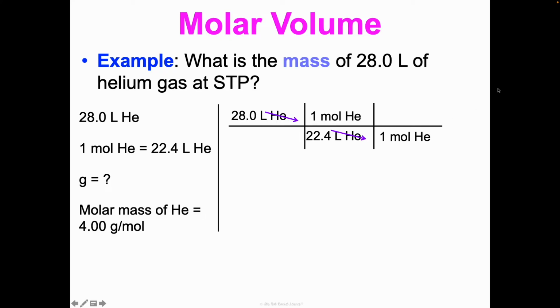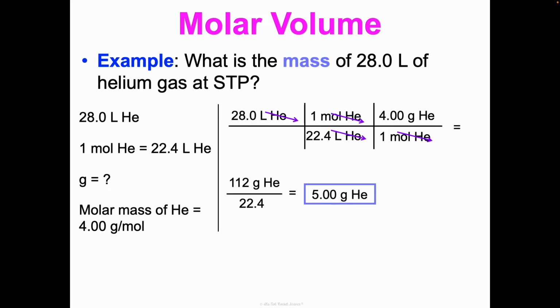And then 1 mole of helium is equal to 4.00 grams of helium. That would get the moles to cancel out. We're left with just grams, which is exactly what we want. Now we can multiply across the top, multiply across the bottom, and divide, and we get 5.00 grams of helium.